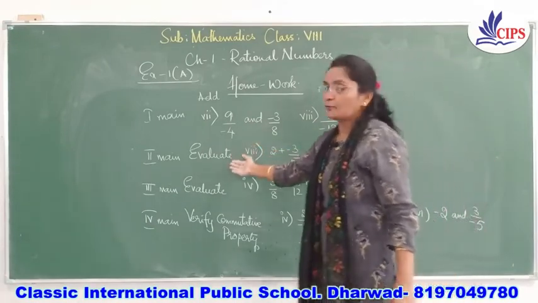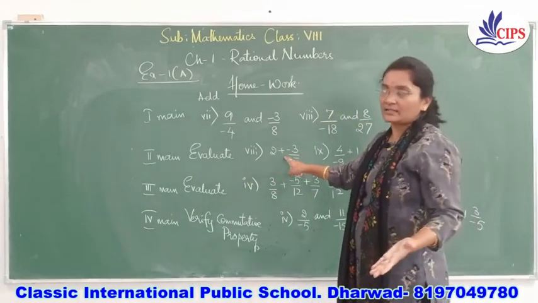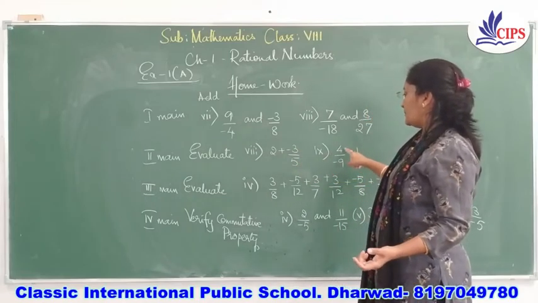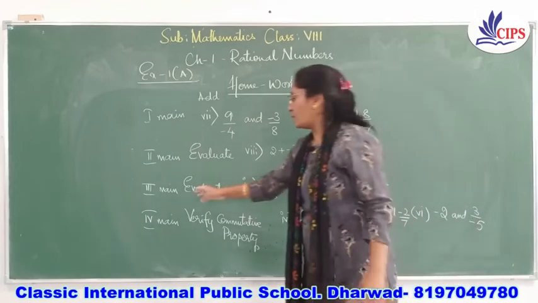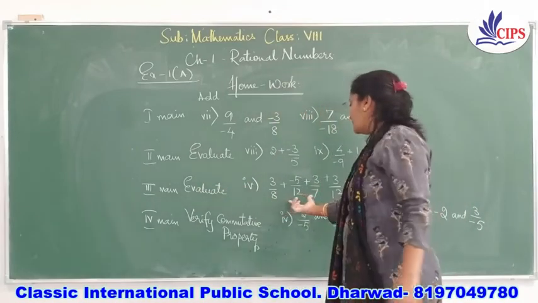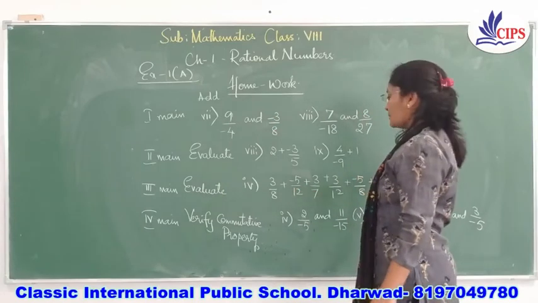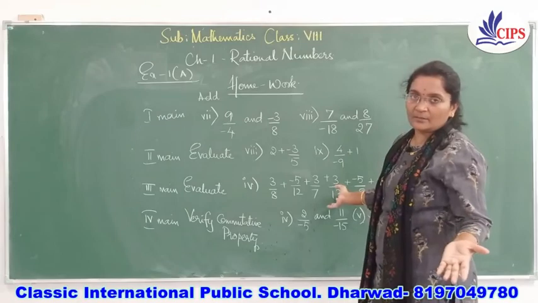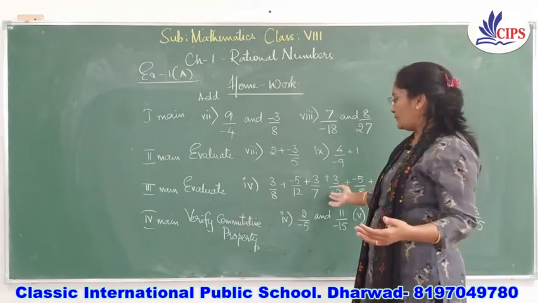In the second main, you have to evaluate. Evaluate is nothing but you have got the signs, and according to that sign, you have to solve them: 2 + (-3/5) and (-4)/(-9) + 1. In the third main also you have got evaluate, you have got one sum, that is you have got 6 numbers here with the same numbers. You have already learned these sums. I have told you, please follow those steps, it will be easy for you, and solve it.